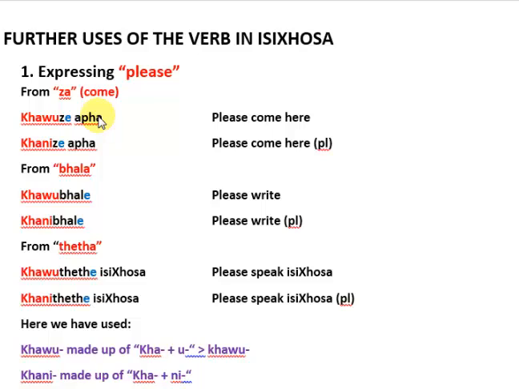Khawuze apha. Za was the verb, or is the verb. Khawuze apha. Please come here, or won't you come here. Khani ze apha. Please come here, all of you. Bala. Khawubale. Please write. Khani bale. Please won't you write, all of you. From teta, to speak. Khawuthethe isiXhosa. Khanithethe isiXhosa.